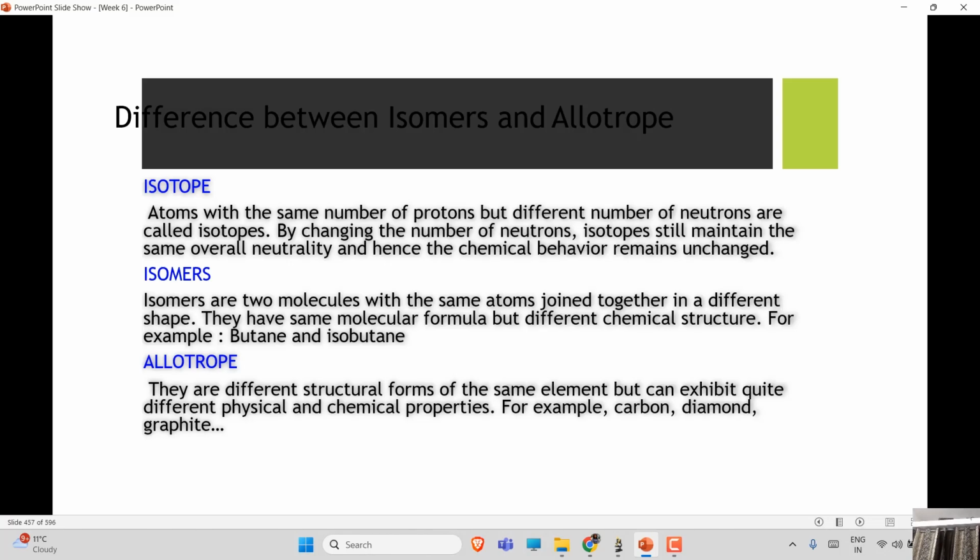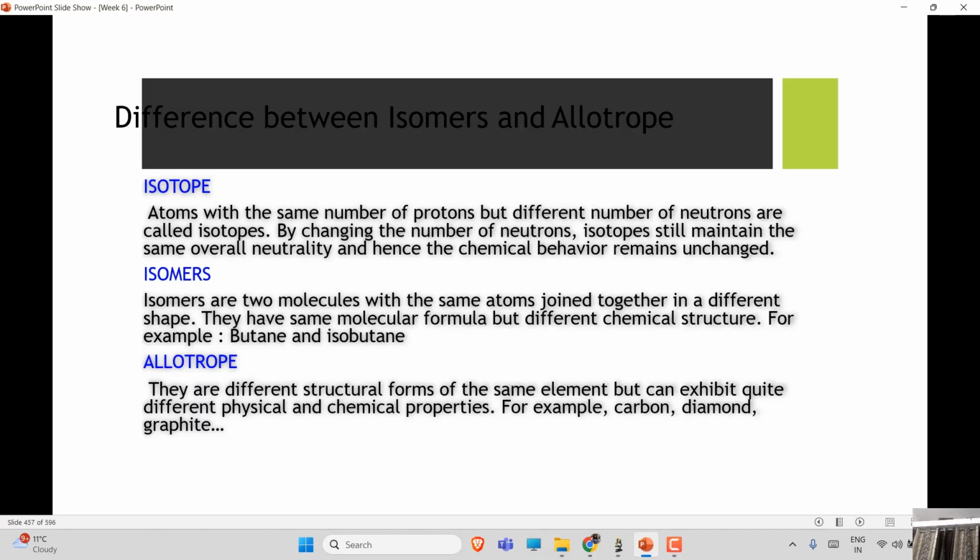Okay, if we talk about isomers, it's two molecules with the same atoms joined together in a different shape. They have the same molecular formula but different chemical structure. For example, butane and isobutane, right? Same molecular formula and everything, but the way they are attached to the main atom is different.